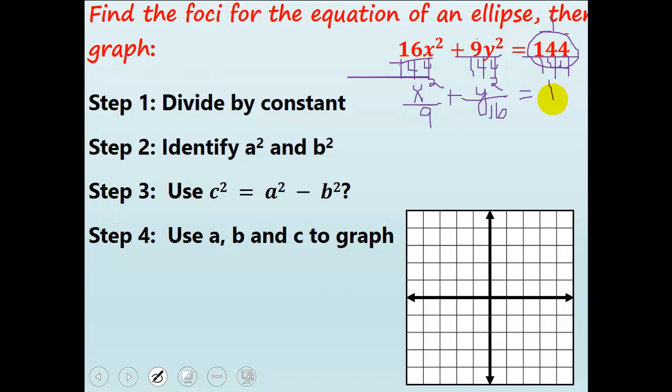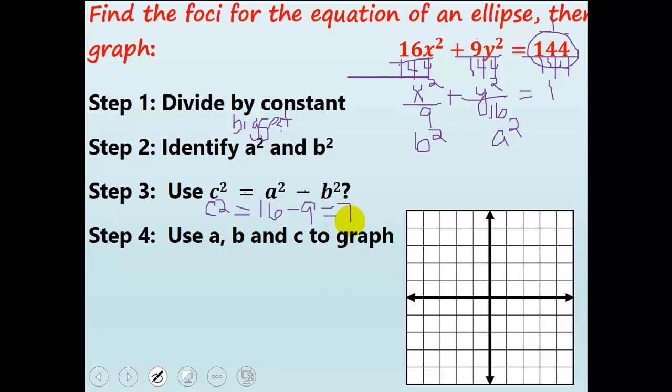Okay. Now I have to identify a squared and b squared. A squared has to be the biggest. So what's the biggest? Well, 16. So this is a squared. So I'm going to have a vertical ellipse, which means 9 is b squared. I use the same formula, c squared equals a squared minus b squared, and I'm going to find c squared. So I get c squared is equal to 16 minus 9, so that equals 7.